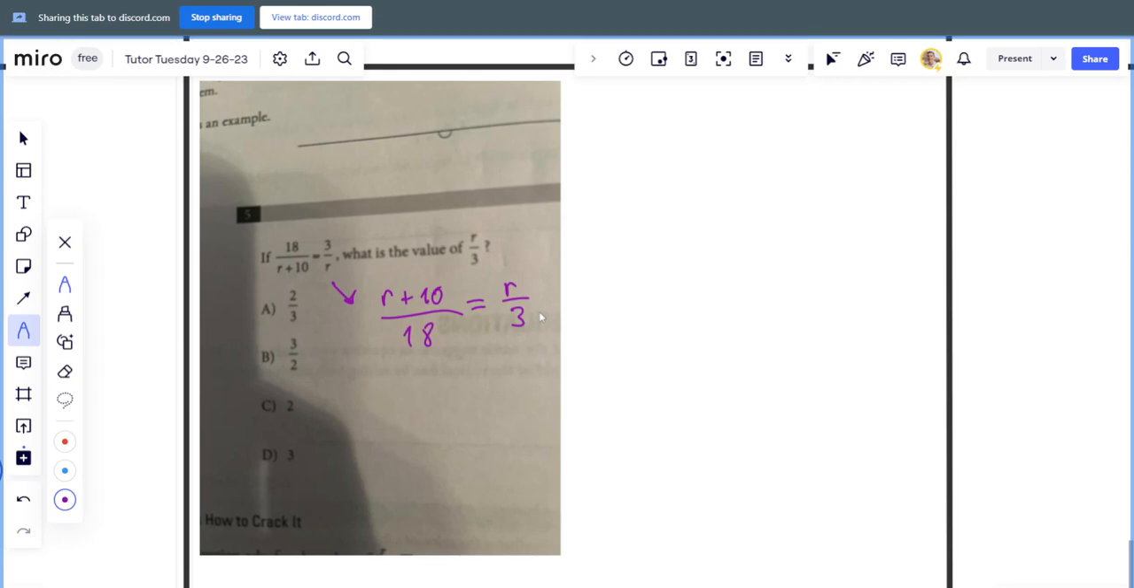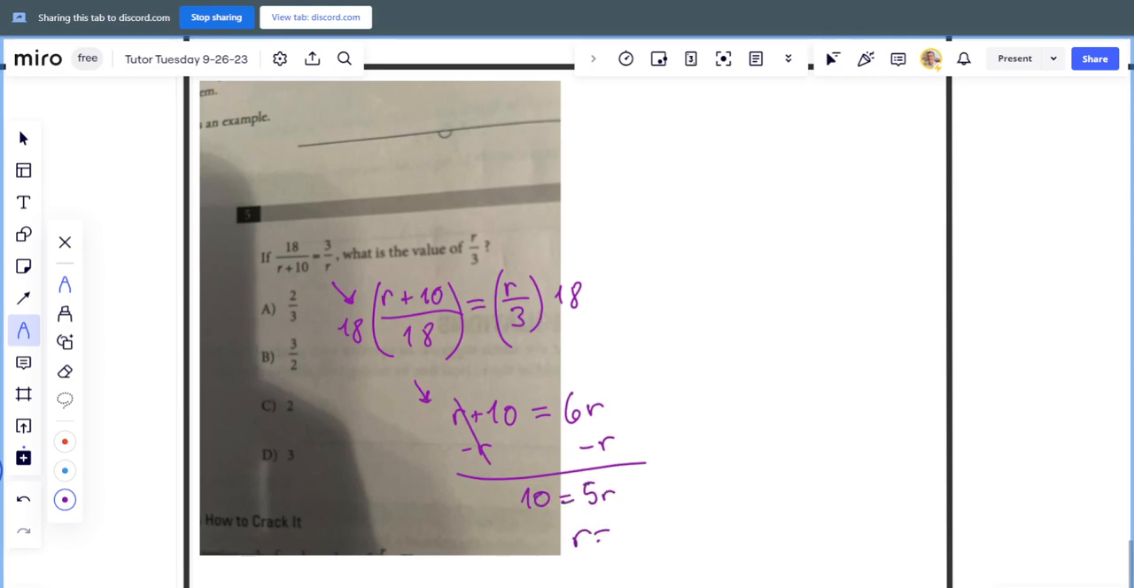Okay, let's actually solve this out. If I multiply by 18 on both sides here, times 18, that times 18, then we get r plus 10 is equal to 6r. It just becomes a linear problem. Right, so subtract r from both sides, we get 10 is equal to 5r. And then r is equal to 2 once we divide by 5.